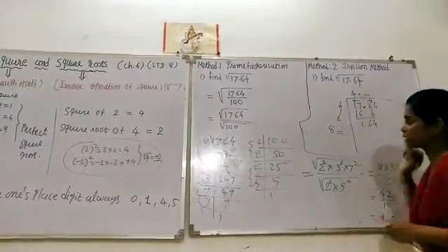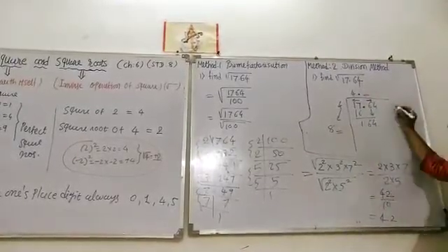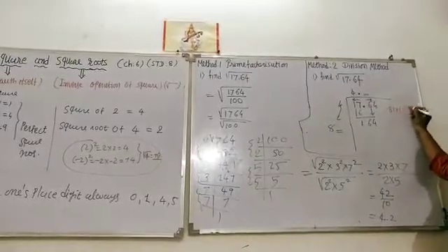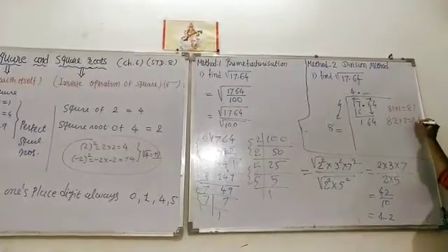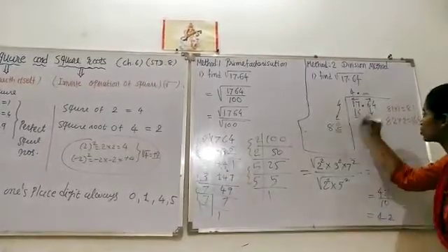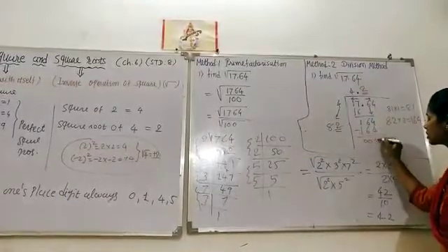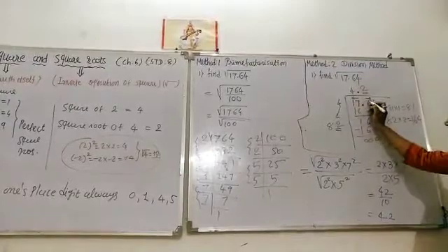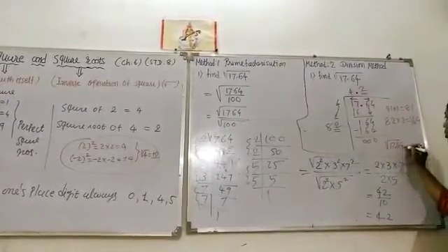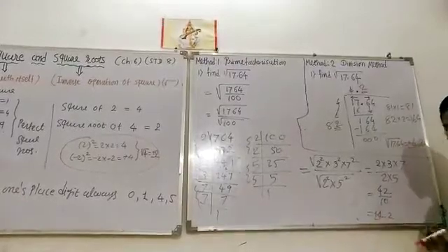Put the same digit here and check its product, very near to 164. So 81 1s are 81. 82 into 2, 2 2s are 4, 8 2s are 16. So definitely 2 and 2. So this is 164, remainder 00. So the square root of 17.64 you got is 4.2, or you can write plus or minus, because this is a square root.